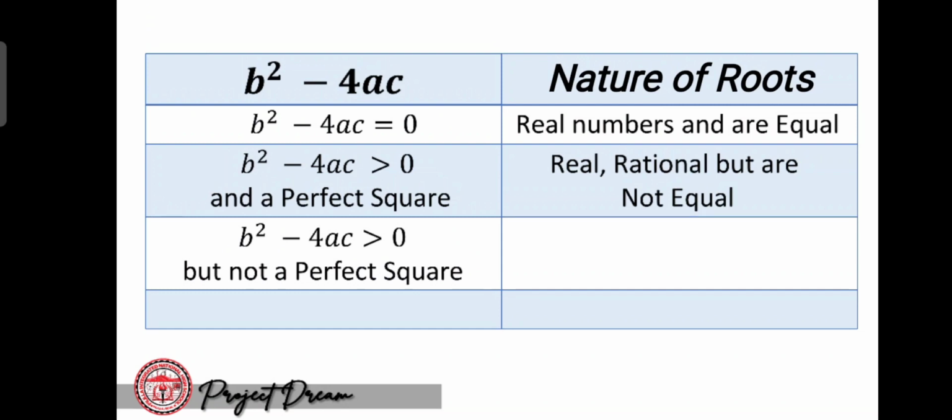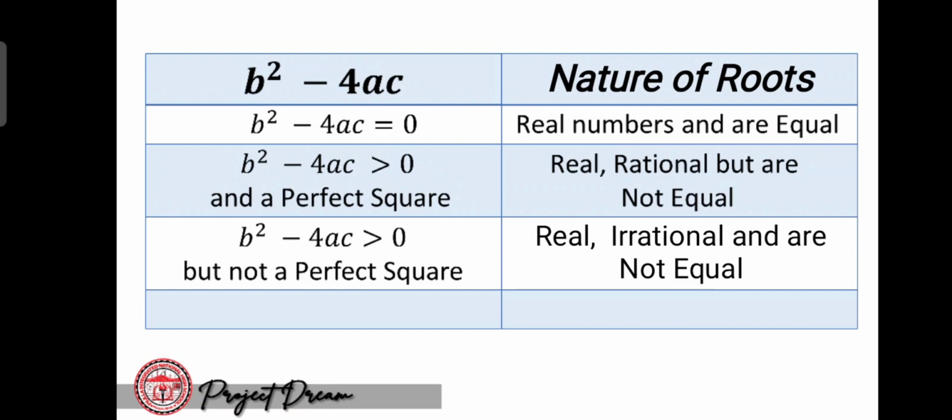If b squared minus 4ac is greater than 0 but not a perfect square, the nature of roots are real, irrational, and are not equal. And lastly, if b squared minus 4ac is less than 0, the nature of roots are imaginary, or there are no real roots. To fully understand, let's have an example.